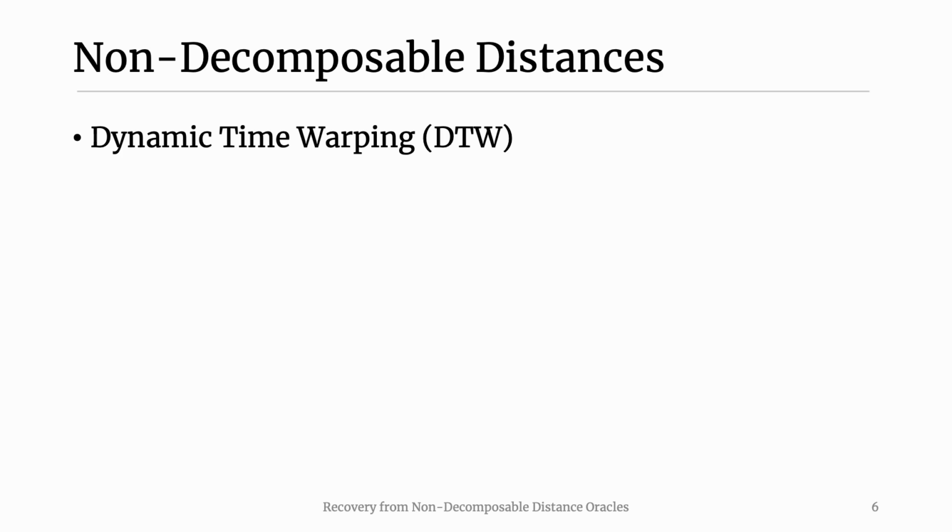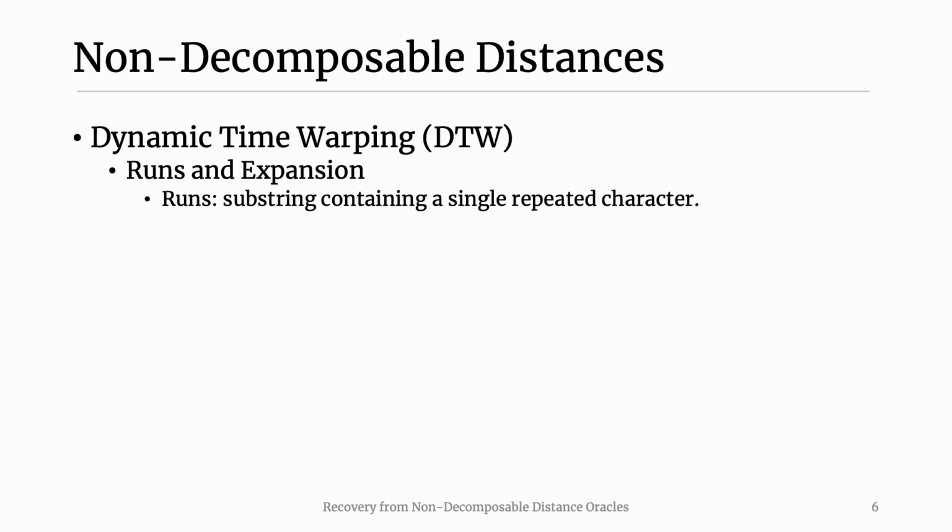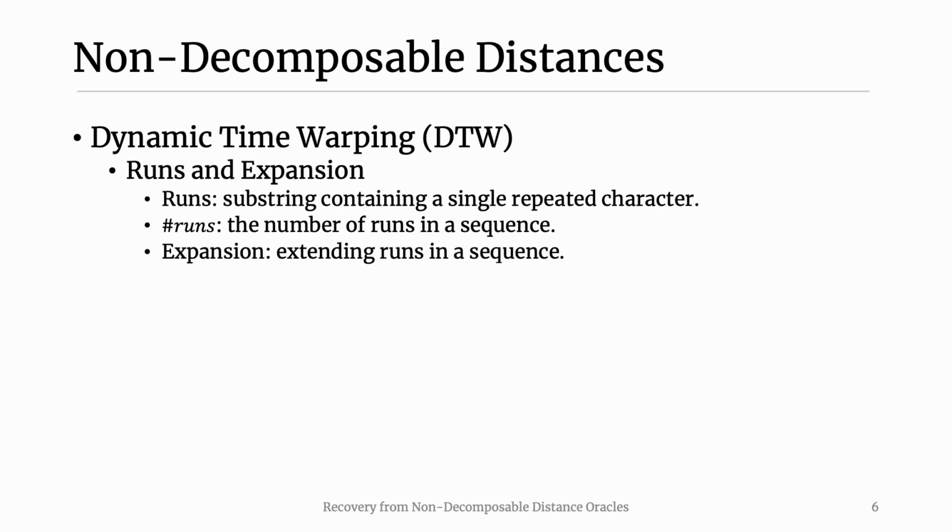To introduce the DTW distance, we will first introduce the notion of rounds and expansions. Rounds of a sequence X are the maximal substrings with a single repeated character. We use the number of rounds to denote the number of rounds in a sequence. Extending any rounds in a sequence gives an expansion of that sequence.